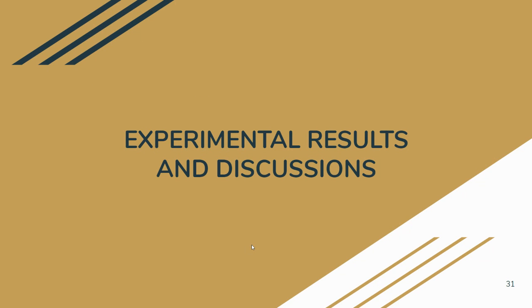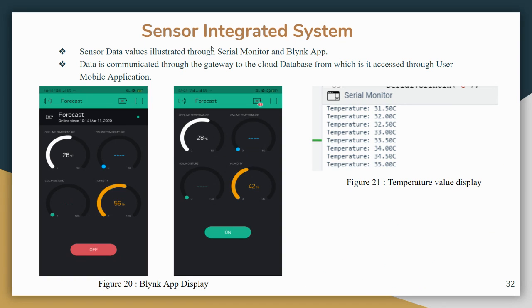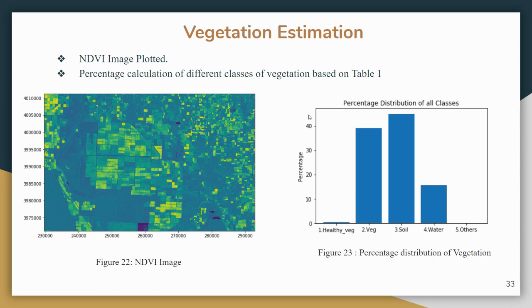Now comes the experimental results. For the sensor integrated system, we have illustrated the sensor data values through the serial monitor as well as the Blynk app. Here you can see we have shown the different sensor values using the Blynk app, as well as the temperature value being displayed in the serial monitor. After the data has been displayed and used by the actuator, the data is communicated through the gateway to the cloud database, from which it is accessed through the user mobile application.